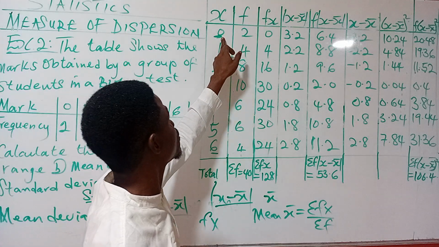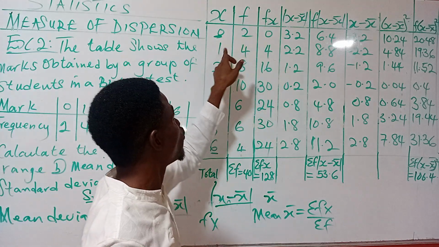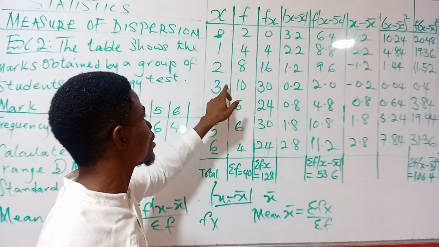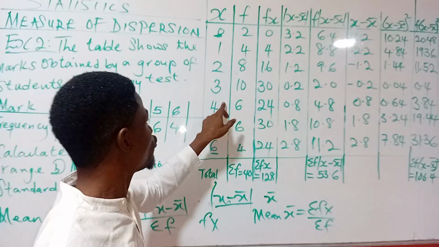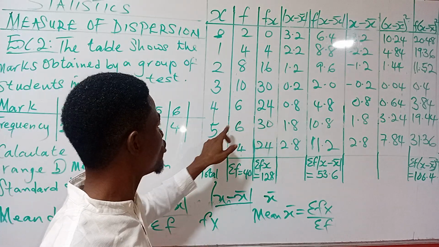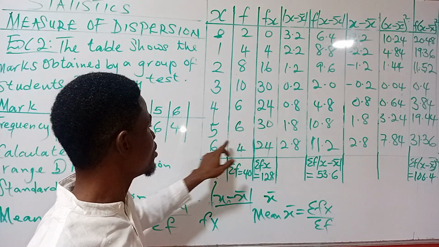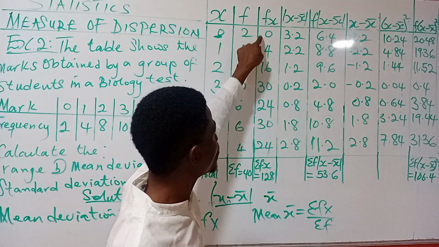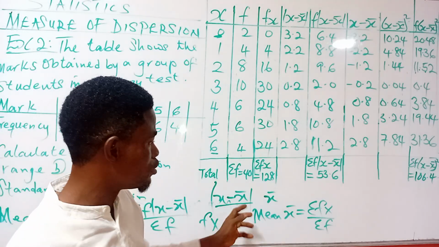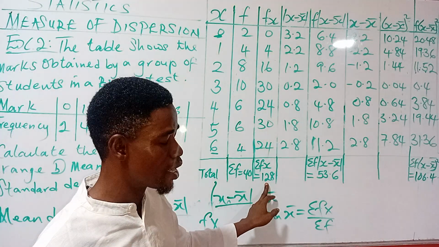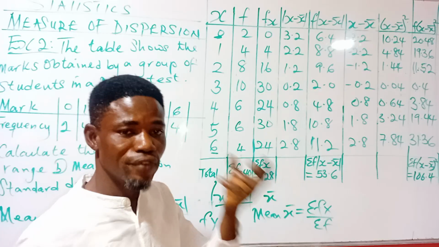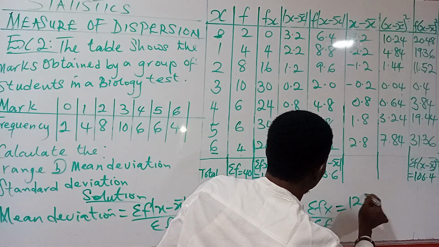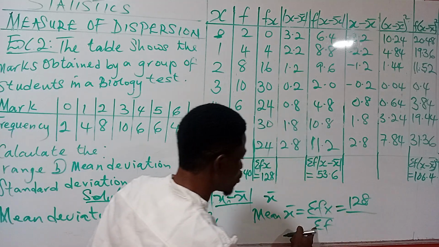You multiply 0 by 2, which gives 0. 1 multiplied by 4 gives 4. 2 multiplied by 8 gives 16. 3 multiplied by 10 gives 30. 4 multiplied by 6 gives 24. 5 multiplied by 6 gives 30. 6 multiplied by 4 gives 24. When you add them together, you get 128 as your summation of fx. So here you put 128 divided by the summation of f.